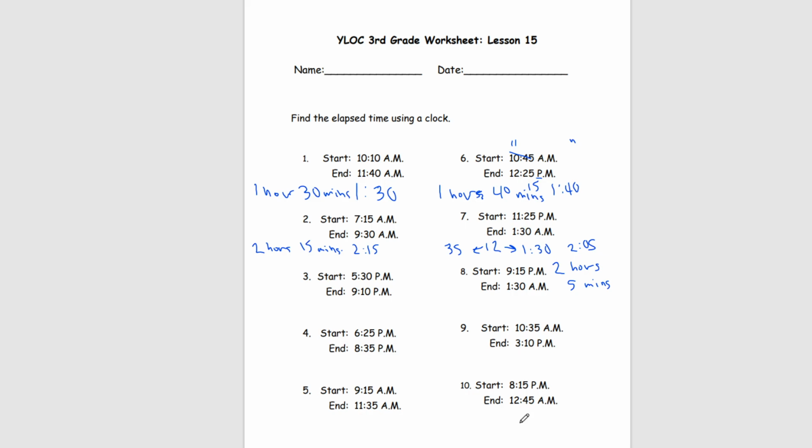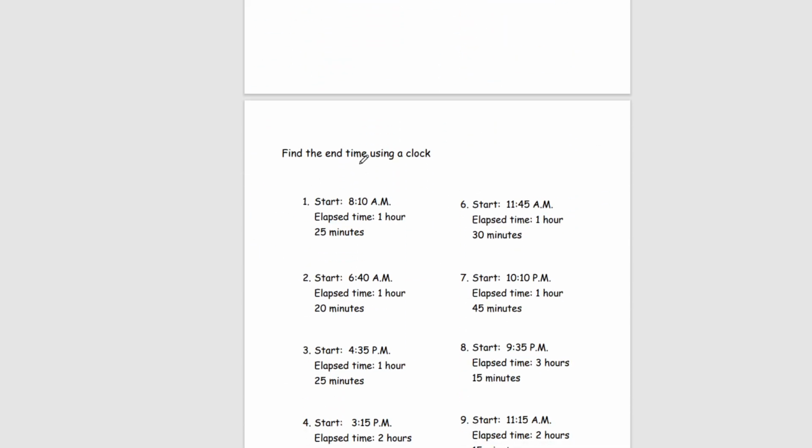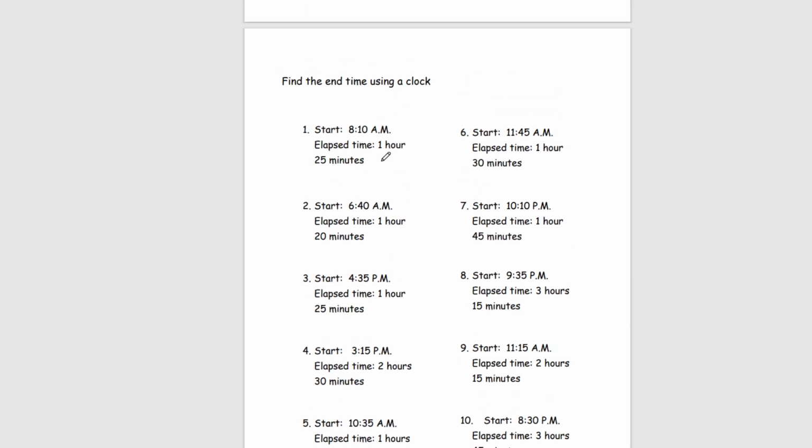Moving on, we have find the end time using a clock. Looking at number 1, it starts off at 8:10 a.m. and the elapsed time is 1 hour and 25 minutes. To make it easier for ourselves, we're going to add the minutes first. So 10 plus 25 equals 8:35. Then we add our 1 hour, which changes the 8 to 9. So the end time is 9:35 a.m.